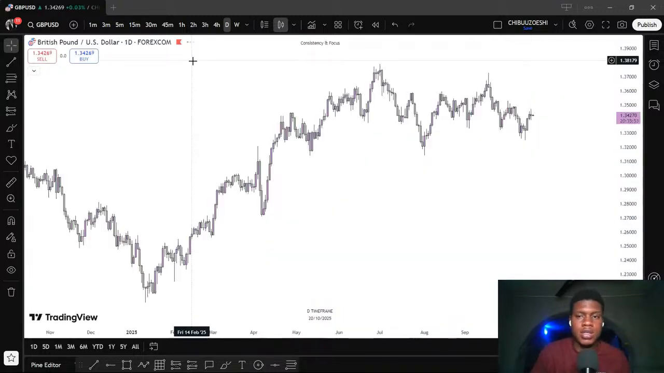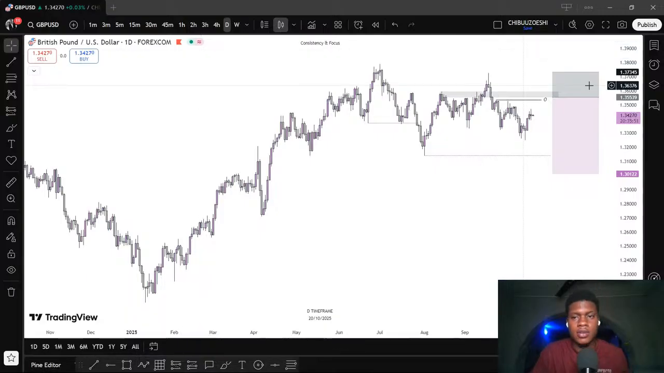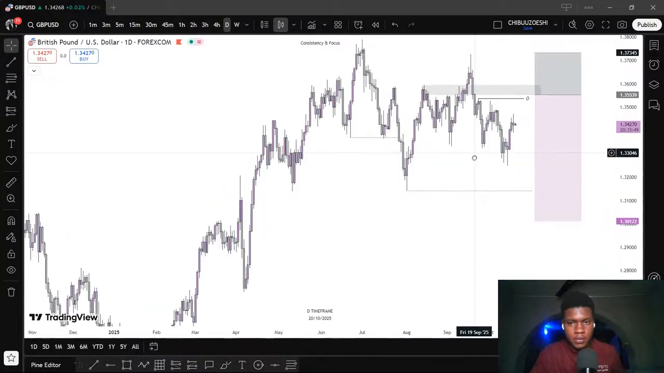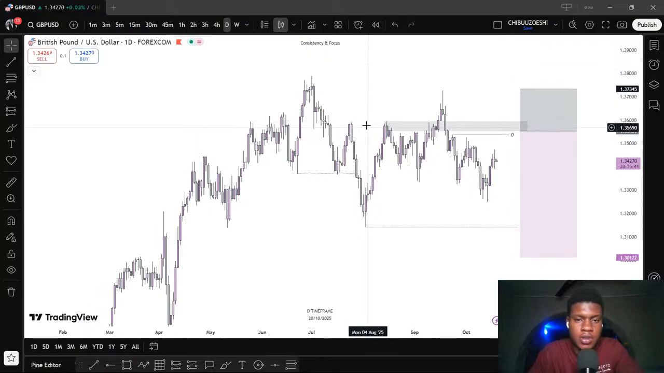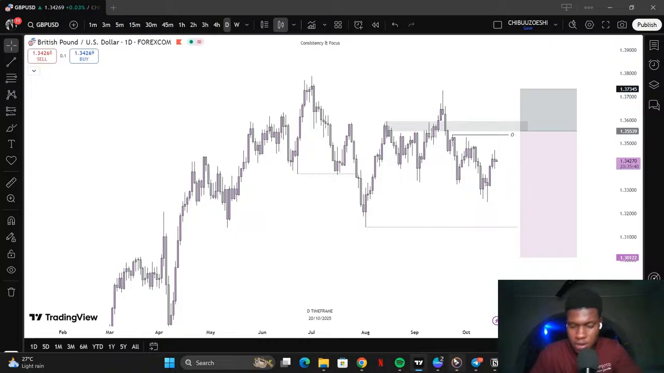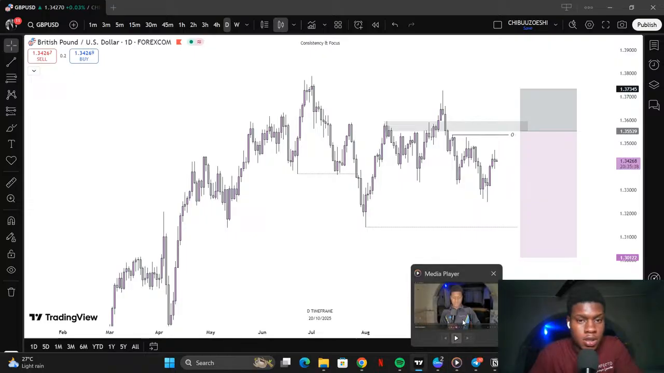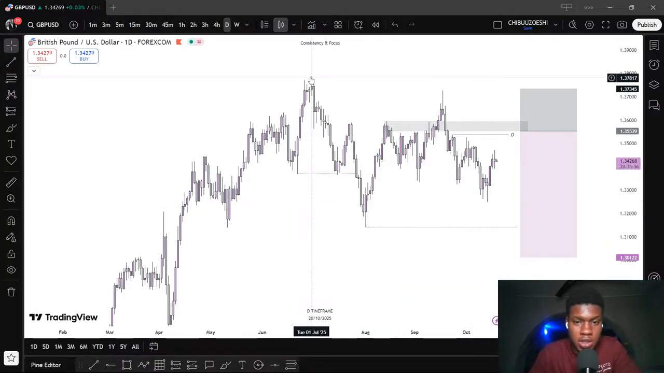Now on to the next setup that I have for this week. This is GBPUSD. We can clearly see that the market is bearish on GBPUSD. Sorry about that. Price broke this low, and we can see that this is our lower low right here and this is our lower high. So I'm expecting price to continue the bearish market structure and end up taking the low.